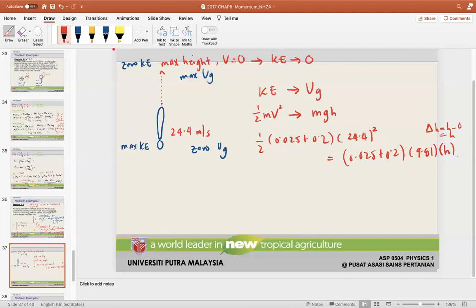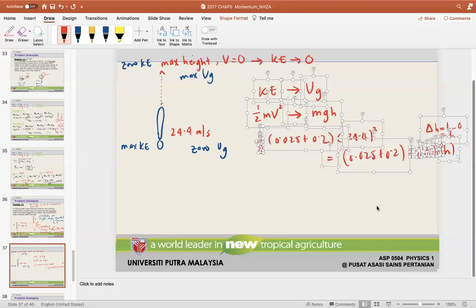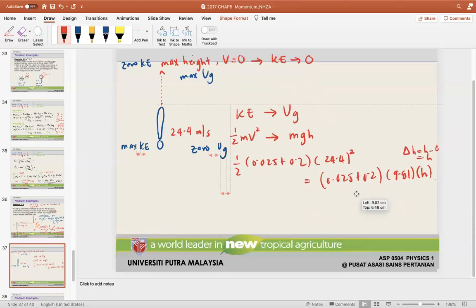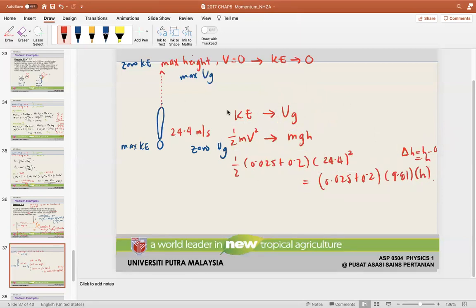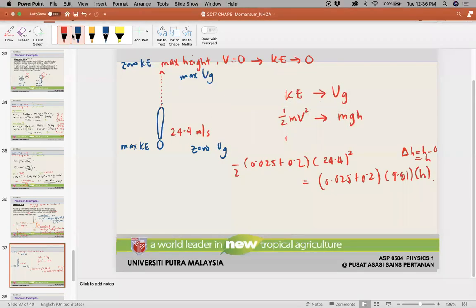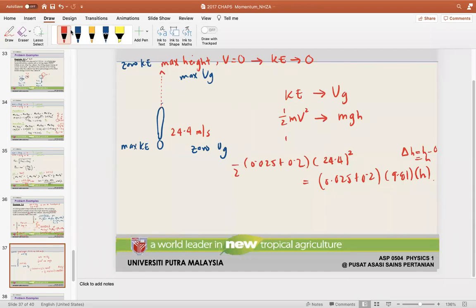Okay, so rearranging this. Okay, so this is number one. So that is your equation. This guy can be cancelled out, because the M is the same. So 24.4 squared divided by 2 divided by 9.81 will give you the maximum height.